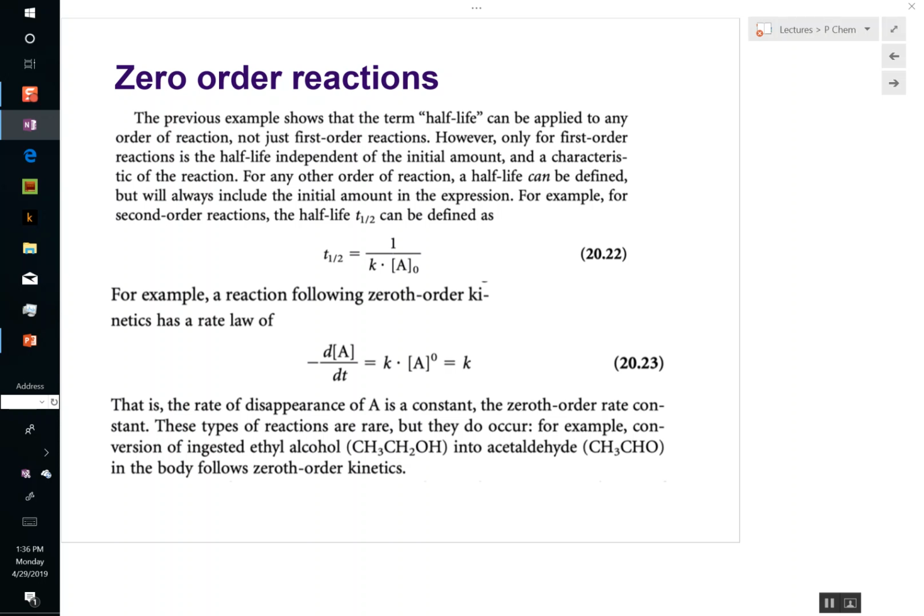If we say that you drink some alcohol, and the rate at which the alcohol is going to convert is not dependent on the alcohol concentration. It's a zero-order reaction. It's going to convert at some particular rate. It's going to have a rate constant. It is going to convert, but it's going to be independent of the alcohol concentration. So what's going on there?